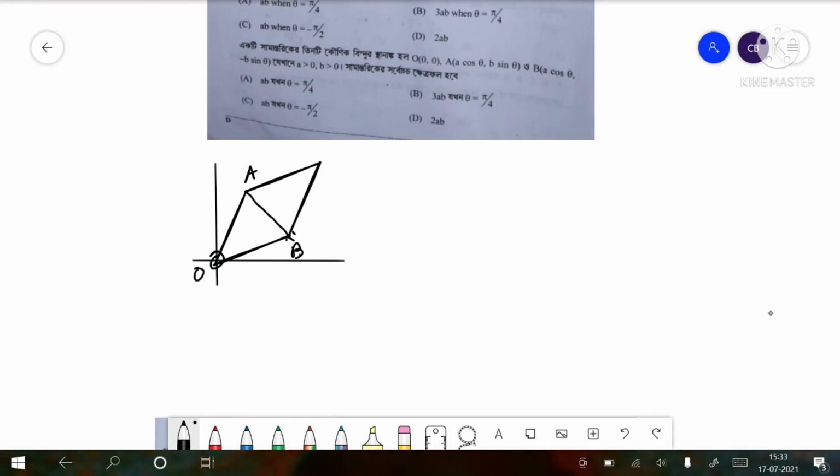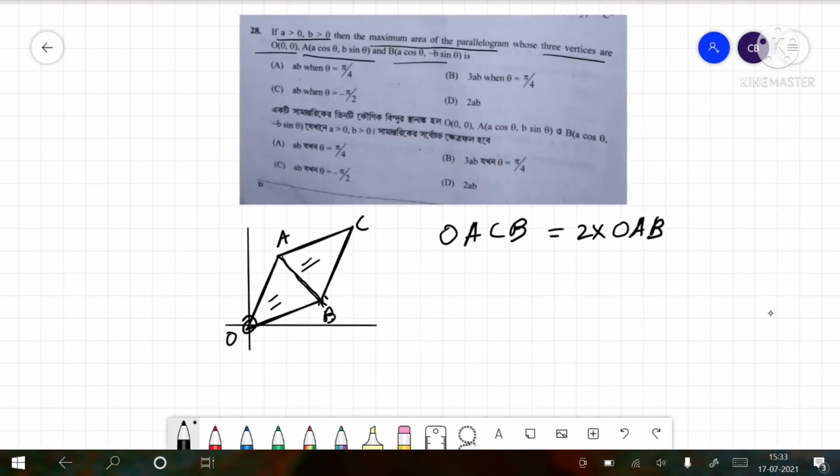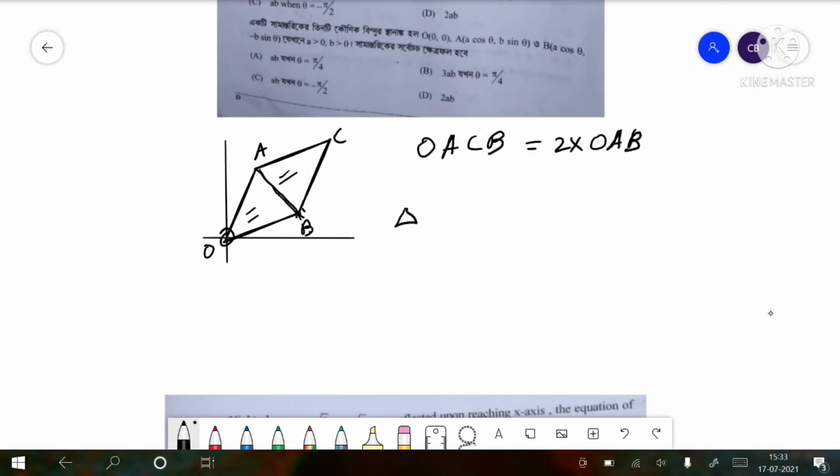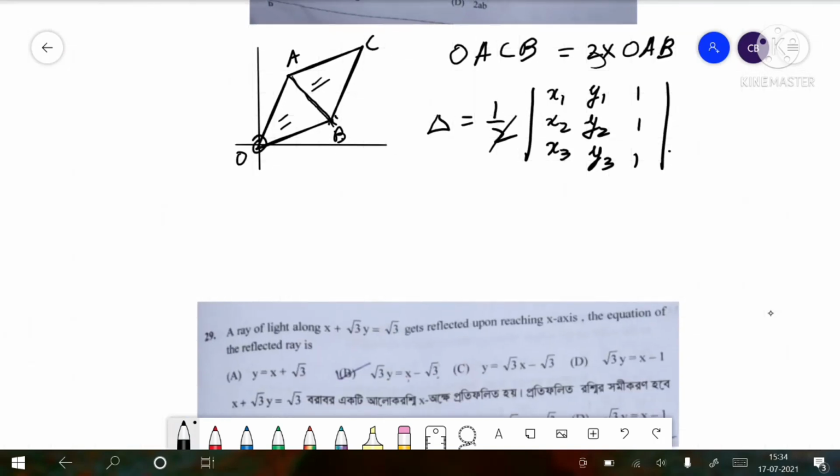Since this is separated, we can say this area is equal to this area. Therefore the area of the parallelogram OACB is equal to 2 times OAB. Now solving for OAB, the area of a triangle in terms of the coordinates of the vertices can be written as half into the determinant of x1, x2, x3, y1, y2, y3, 1, 1, 1. Since there will be a 2 times, I will cut the 2.